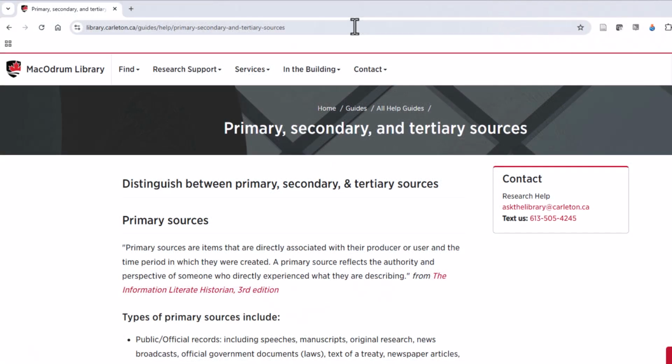What strategies could be used to find primary sources that might explain the origins of this employment practice in Canada, where primary sources can be defined as items that are directly associated with their producer or user and the time period in which they were created? A primary source reflects the authority and perspective of someone who directly experienced what they are describing. From the Information Literate Historian, 3rd edition.